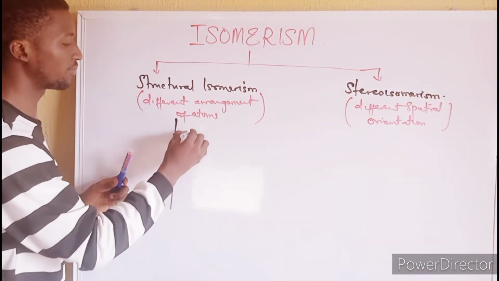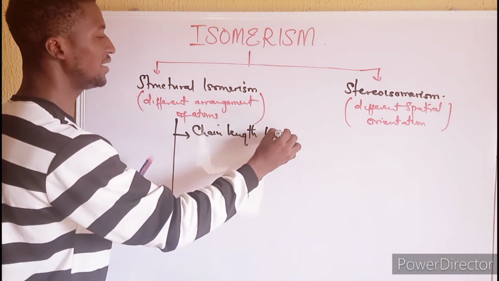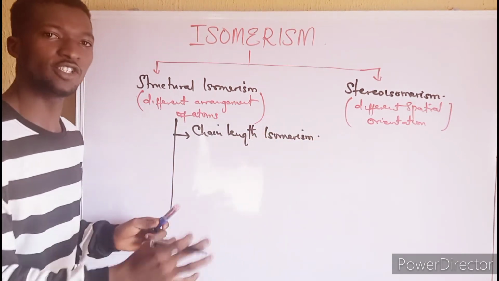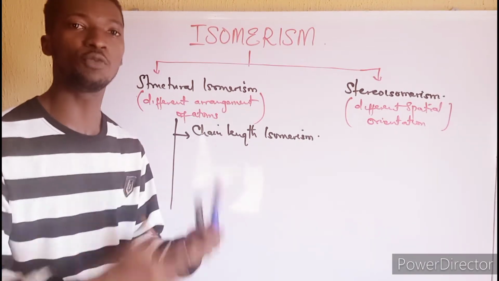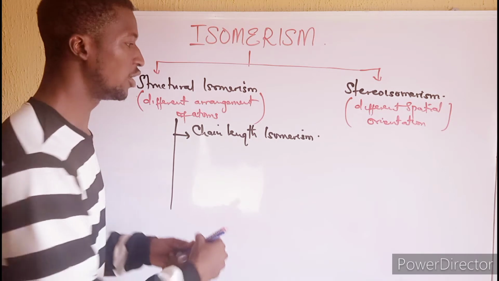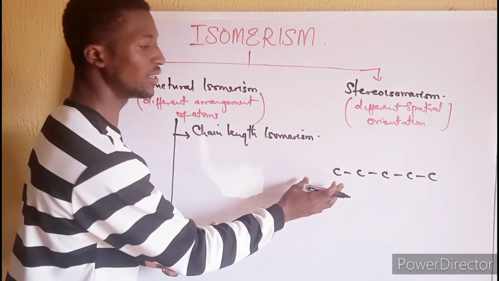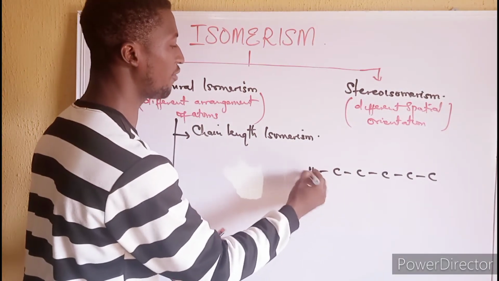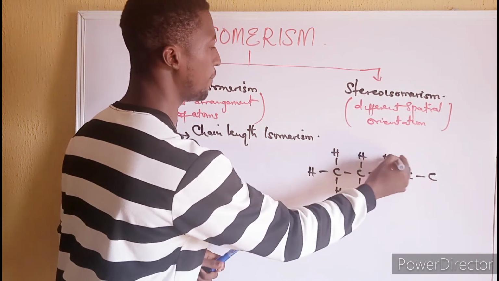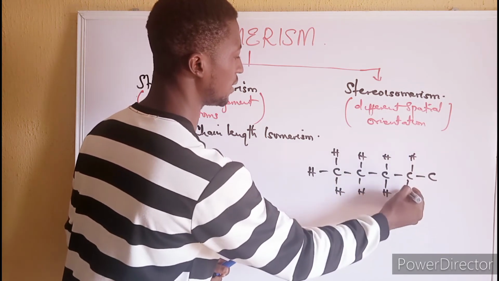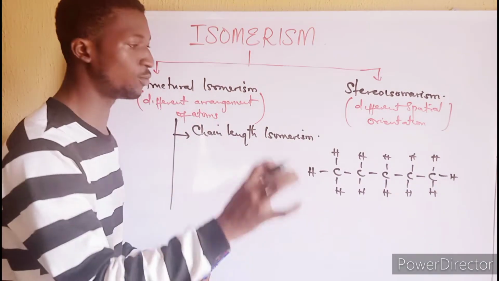The first one is referred to as chain length isomerism. This one occurs when the length of the chain is changed, so chains are converted into branches. We can have something like C, C, C, C, C, which contains 5 different carbon atoms, with hydrogen arranged around it. We call this pentane, because it contains 5 carbons and only single bonds are present.